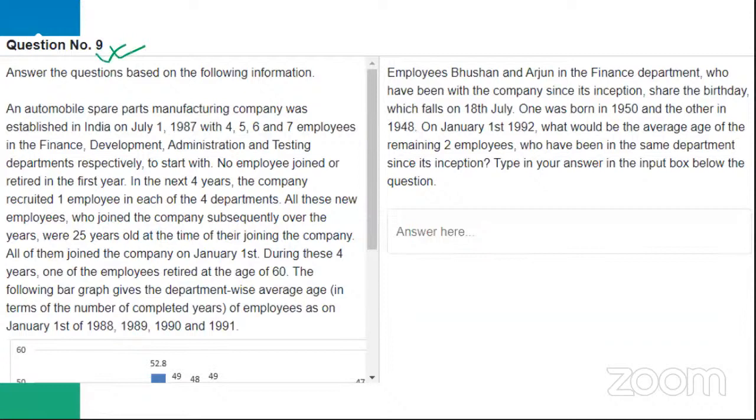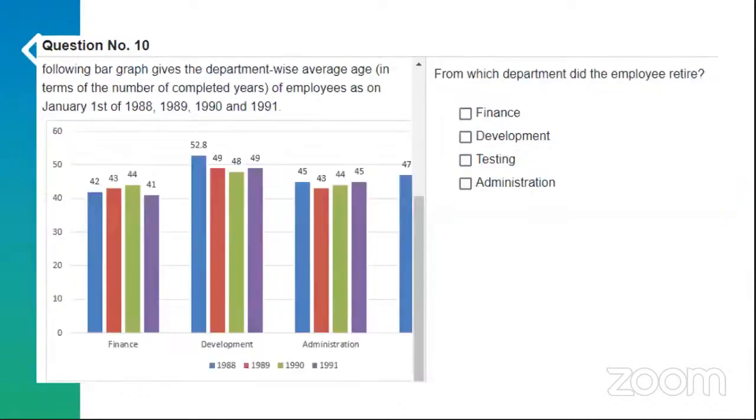Easiest set. There are several questions that you could have solved without using pen and pencil, because it is just observation based: 42 to 43, 43 to 44, 44 to 41. So there is only one change that is not as per the nature, because every year the average age will increase by 1. So here the average age is increasing by 1. So there are two places where there is no change. So there is only one change, that means somebody is joining here.